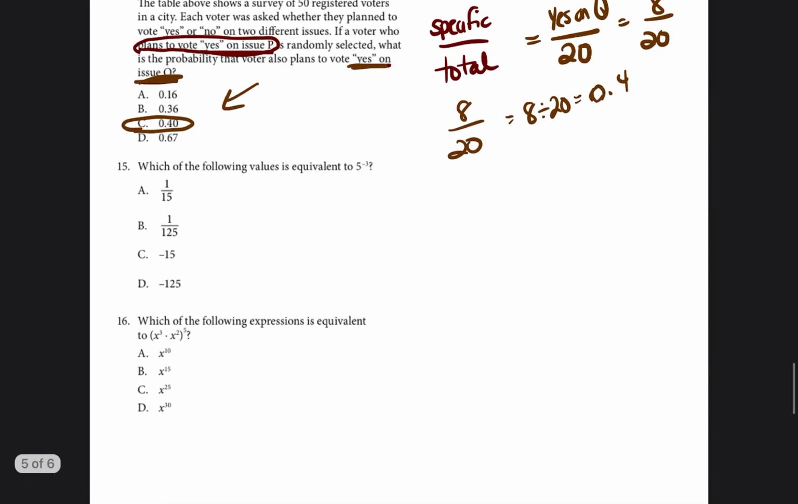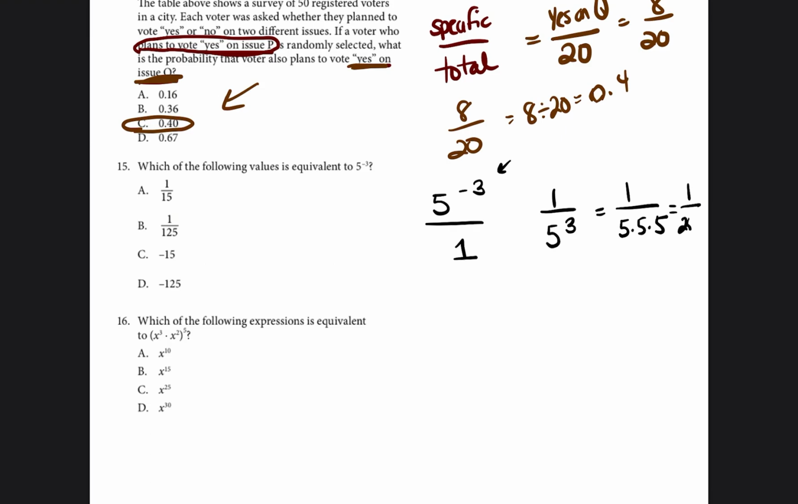Okay, which of the following values is equivalent to 5 to the negative 3? What I remember about exponents is that if this is a negative exponent, in order to make it positive, we can move it from being on the top to being on the bottom. And so now it can be a positive. That's the same as saying 1 over 5 times 5 times 5. So 5 times 5 is 25, and then 25 times 5 is 125. So the answer would be 1 over 125.